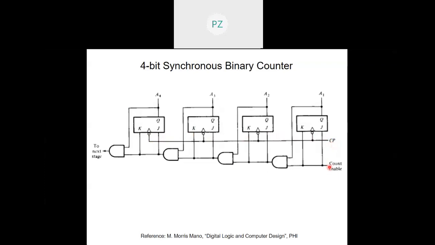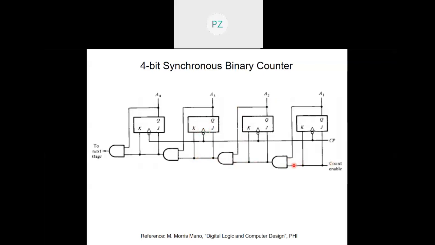Now suppose this count enable is 0. If this is 0, what will happen? The J and K of this first flip-flop both are 0, 0, so no change in the stored data for this JK flip-flop. Now because this is 0, the output of the AND gate over here will also be 0 regardless of what I have at A1. So when this is 0, J and K for the second flip-flop will also be 0, 0, so no change in the storage of this flip-flop either. Now because this line is 0, this output of the AND gate will also be 0 regardless of what A2 has. So again, these JK terminals will be 0, 0, and so no change in the storage of this flip-flop.